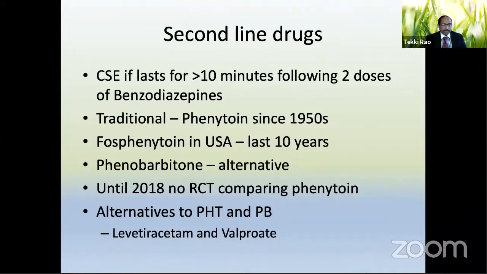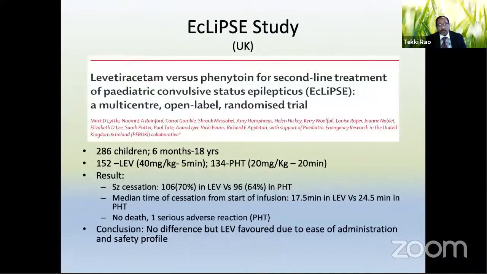Phenobarbital may remain an alternative, but between 2015 and 2018, very good simultaneous randomized control trials took place in the UK, Australia, New Zealand, and USA. So let's just go through them briefly. First one of them is the ECLIPSE study. It's an emergency treatment with levetiracetam and phenytoin in convulsive status epilepticus in children.